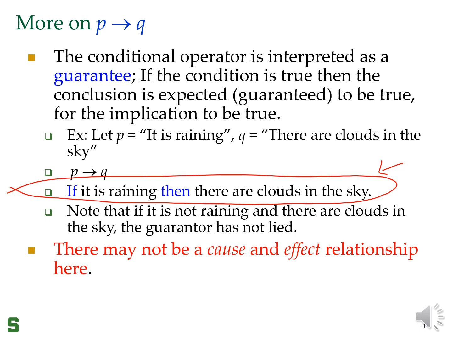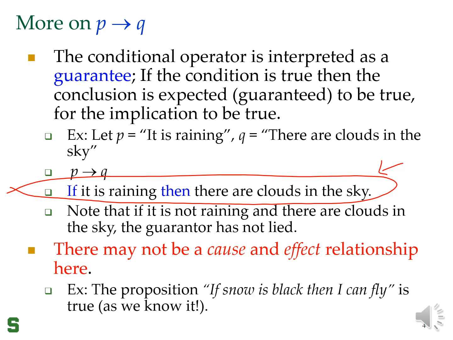There may not be any cause and effect relationship here, so we're not necessarily going to say that P is somehow going to cause Q to be true. So we could have something like if snow is black, I can fly. We'll find out.